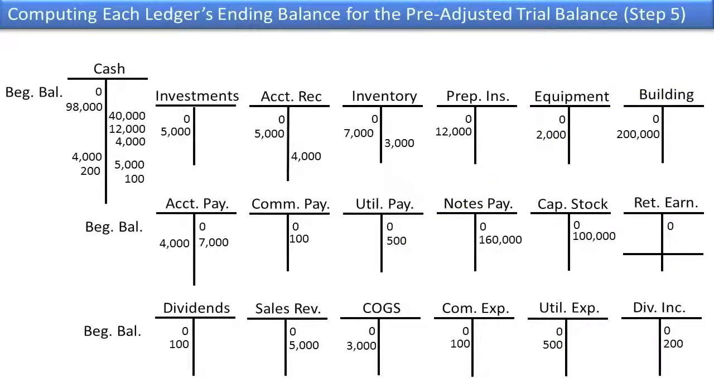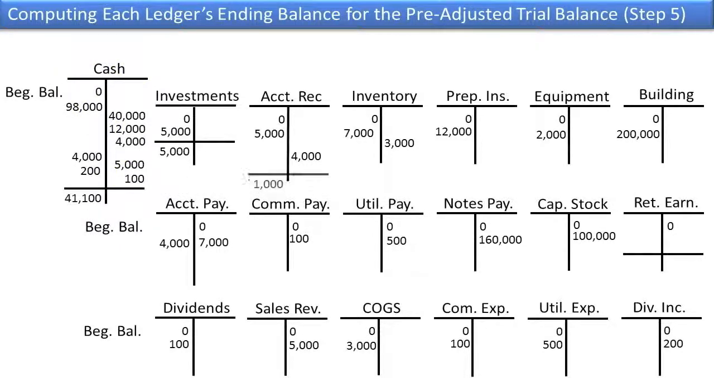Now what we can do, since we've posted all the information from the general journal, we can compute the ending balances. This process is pretty easy. All you have to do is add up the debit side, add up the credit side, take the difference, and whichever side was larger, that's where the balance is. So in this case, we have more debits than we have credits for cash, so the balance will be over here on the debit side.